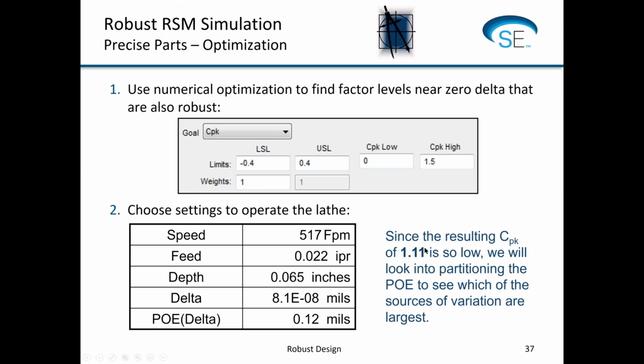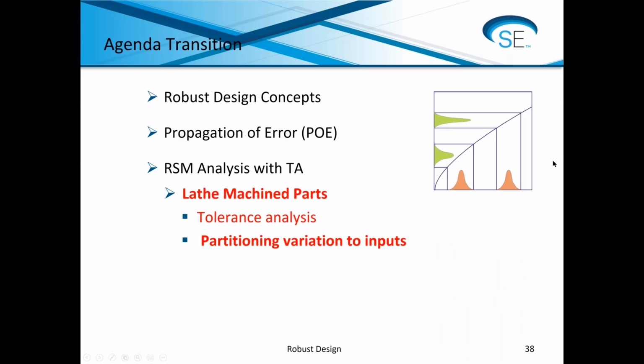Okay, but the CPK we got is still low. You know, it's low. So what we'd like to do is reduce that. So one of the things we could do is invest some money in the lathe and do a better job of controlling the input factors. So I could reduce the standard deviation associated with the input factors. How should I spend that money?